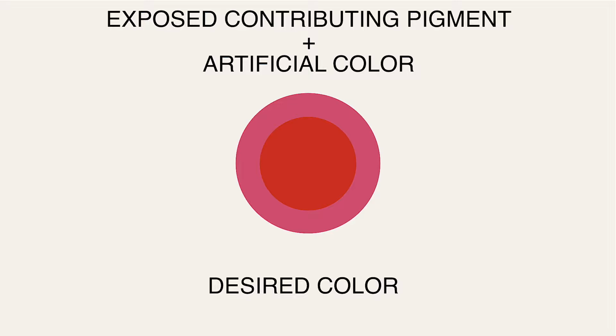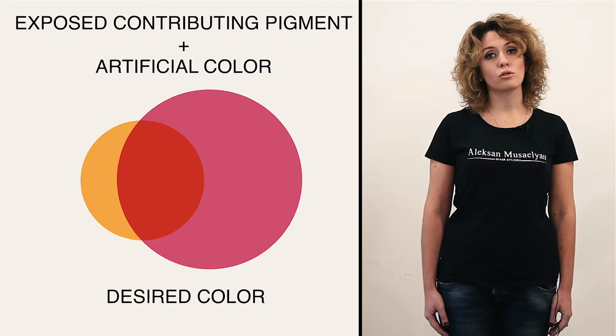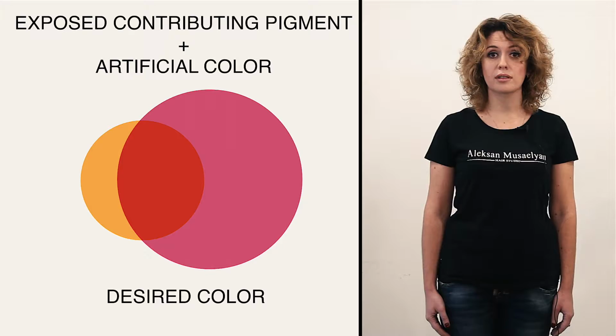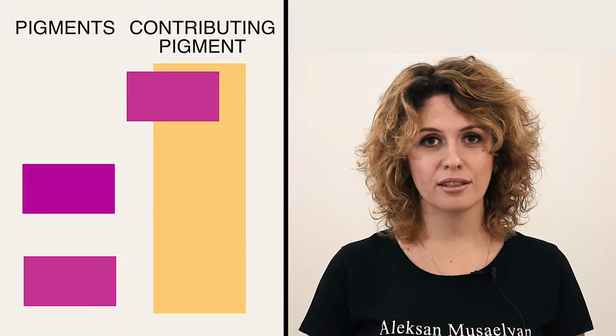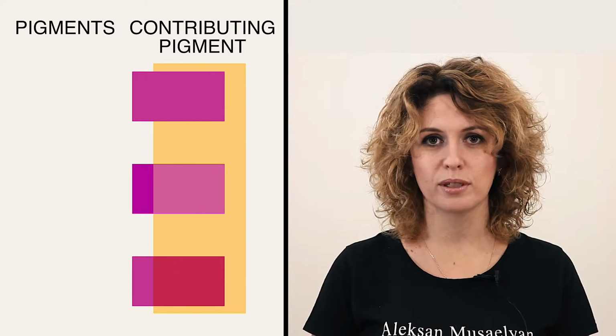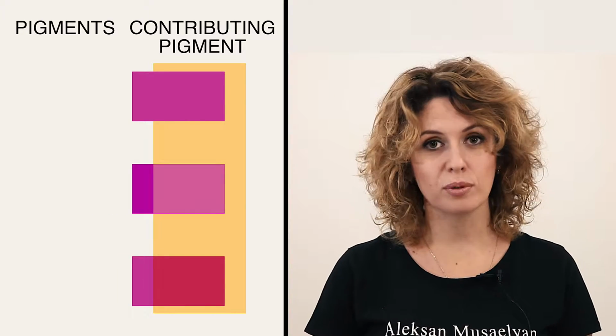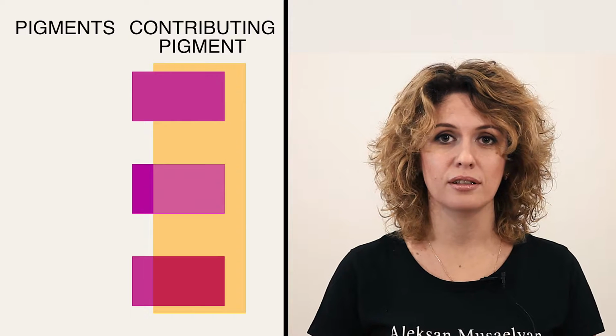When we lighten the hair, it's important to consider that the artificial pigment will be superimposed on the exposed contributing pigment. As a result, the new color will be the total of the artificial color and the color of the exposed contributing pigment. The exposed contributing pigment is needed to understand what is under the artificial color. Not all dyes have absolute ability to cover the exposed contributing pigment. This can especially be noticeable when dyeing gray hair.